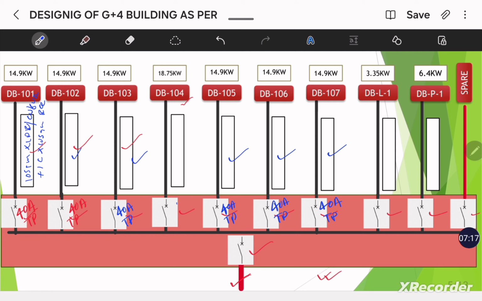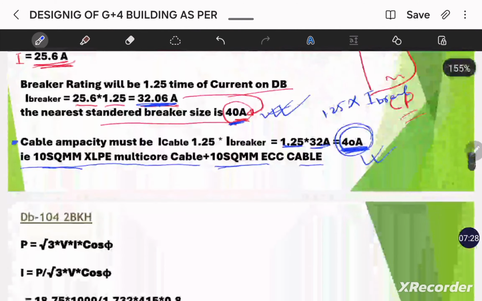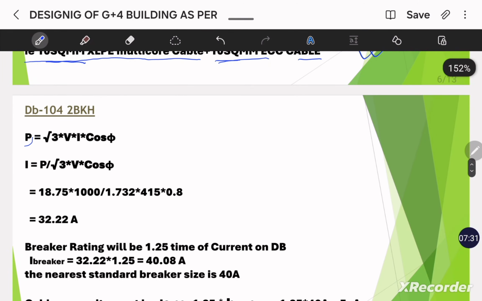Now let us calculate the breaker rating for the 2 BHK flat dB. As we know, the load on the 2 BHK flat is 18.78 kilowatt. Okay, so the load P is equal to 18.75 kilowatt. As per the three-phase formula, P is equal to root 3 into V into I into cos phi. So I is equal to P by root 3 into V into cos phi. So P we know is 18.75 in kilowatt.